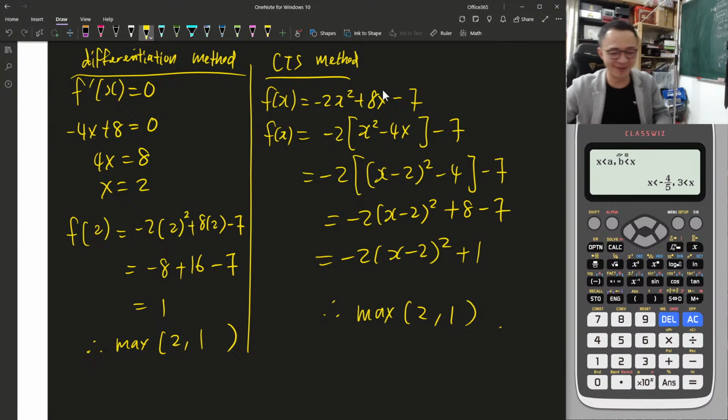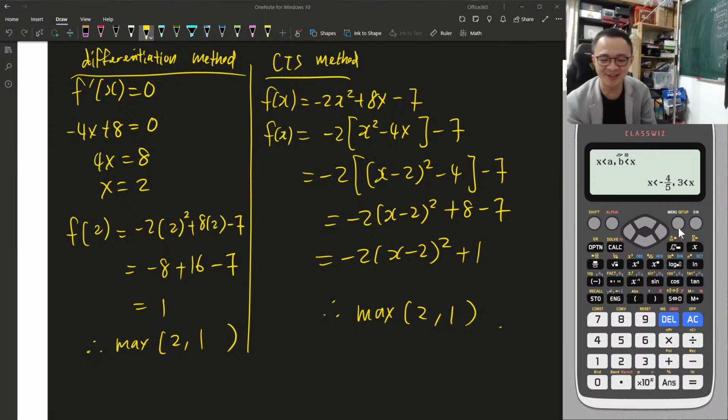The good part of doing both methods is, yeah, I can avoid careless mistakes. Like just now, I forgot a plus sign, so my differentiation method somehow got a different answer. But like I say, this calculator can always help you check your maximum or minimum coordinate.